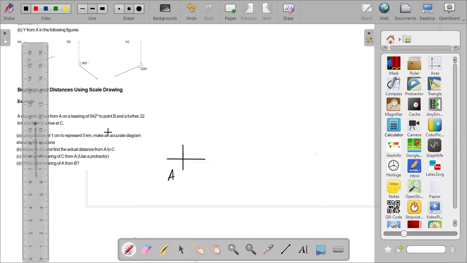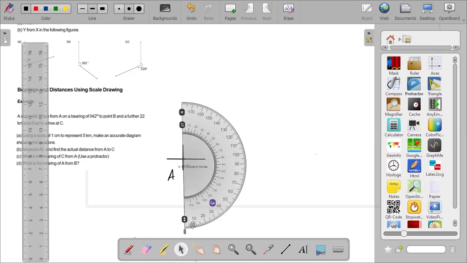Now from point A to point B, B is on a bearing of 42 degrees from A. So we need to get angle 42 on this line. Remember that bearing measures angle from north in a clockwise direction. So we're going to measure an angle of 42 degrees from this north line in a clockwise direction using a protractor. Look at 40 right here. Since we are coming in the clockwise direction, we are measuring from the lower reading on the protractor. So if here is 40, 42 is somewhere here.